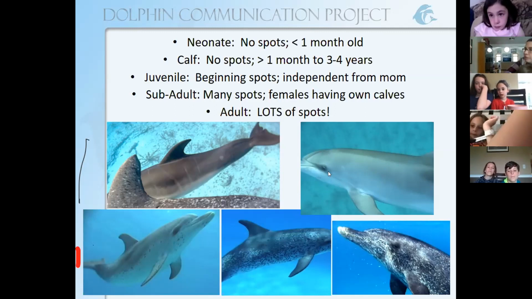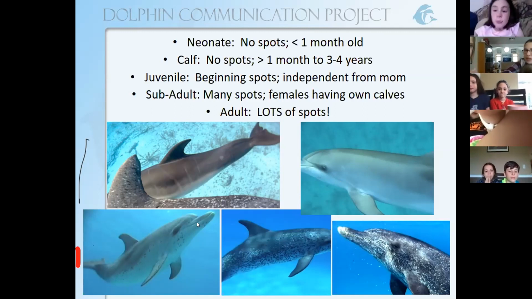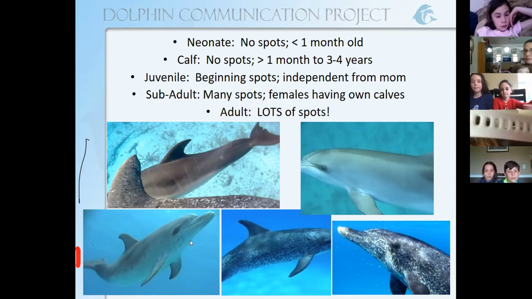But then as it starts to get a little older, it's going to start to get dark spots, often around the side of its body, down its belly, maybe on its face. And that's when we call the dolphin a juvenile. It's probably independent from mom, so it gets to do what it wants. But it doesn't have a lot of responsibilities of its own. It doesn't have its own calf to look after.